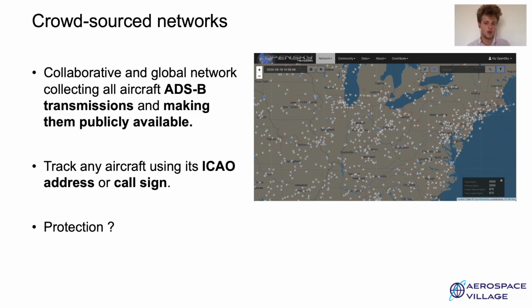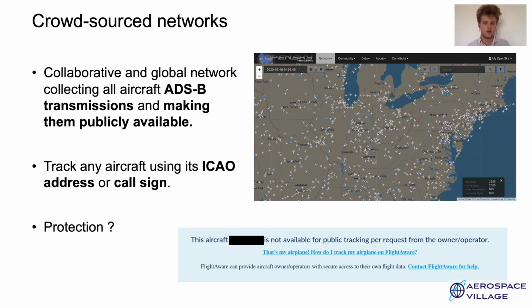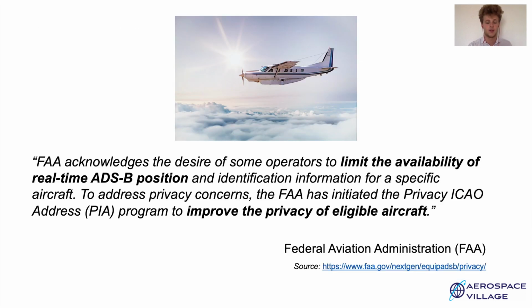And until recently, the only way aircraft operators could protect themselves from being tracked was to ask crowdsourced networks kindly to make tracking unavailable for the aircraft. But some crowdsourced networks do not offer this service. Concerning these issues, the FAA published the following statement. FAA acknowledges the desire of some operators to limit the availability of real-time ADS-B position and identification information for a specific aircraft. To address privacy concerns, the FAA has initiated the Privacy ICAO Address program to improve the privacy of eligible aircraft.